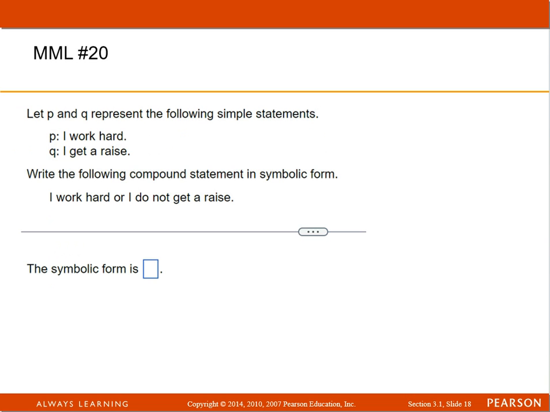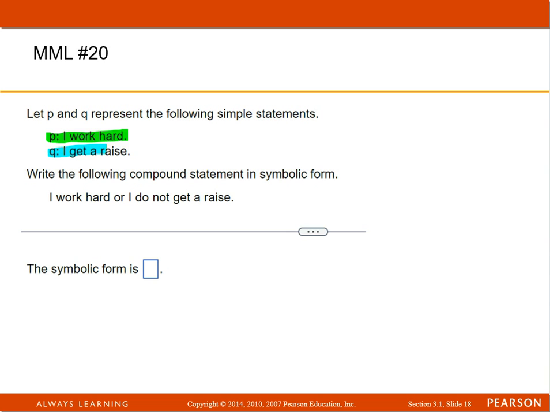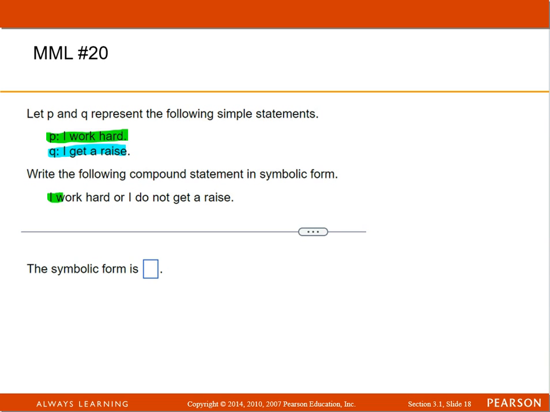Next. Okay. This is where you're going to have to type in your own answer. It says, let P and Q represent the following simple statements. P is I work hard, and Q is I get a raise. And it says, write the following compound statement in symbolic form. Okay. It starts with I work hard. So that is going to be the letter P.